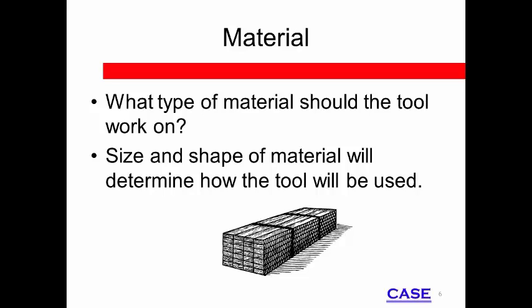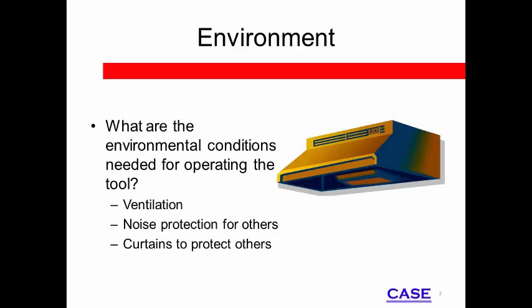The type and size of the material will determine the environmental controls, attachments, fastening, and procedures for using a tool. There are many environmental controls that may need to be in place to protect you and the people around you while you are using the tool. Proper ventilation may be needed to remove dust and fumes. Proper ear protection may be needed because of the high noise levels. Curtains may need to be in place to protect others' eyes.